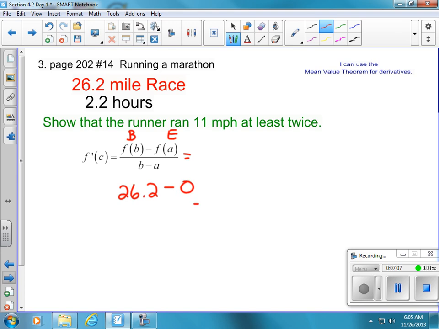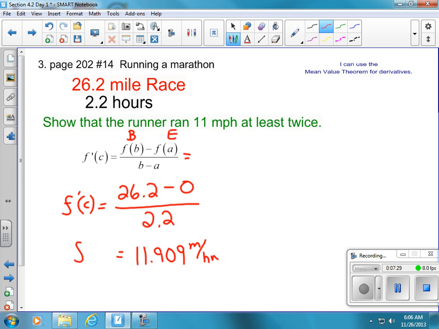We started at 0 miles, and it took us 2.2 hours to do that. If we divide those two numbers, we get 11.909, and that is in miles per hour. And that says that this is our derivative or our rate of change. This is our average rate of change.